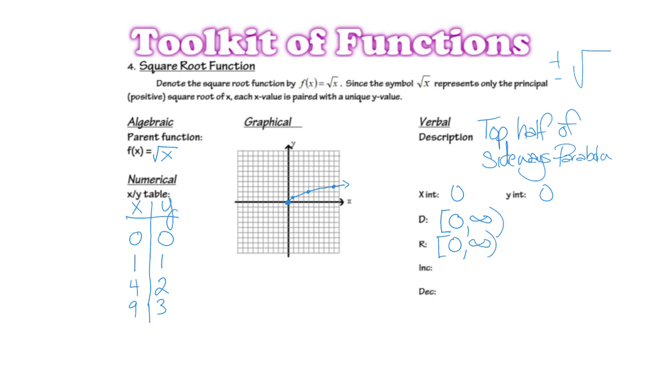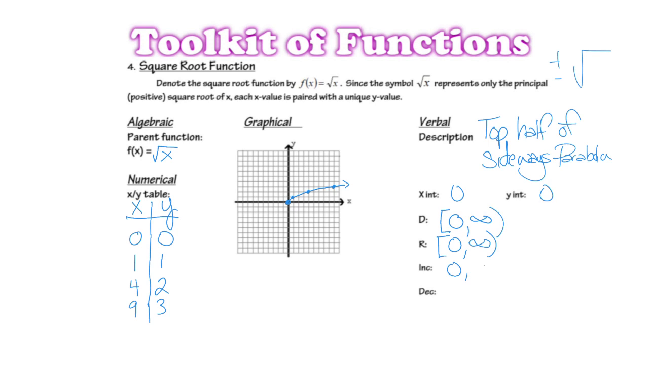All right, so as far as increasing and decreasing, as you read this function left to right, you're looking at whether it's headed up or headed down, and it is headed upward as you read it left to right. When you do increasing and decreasing, you're always listing the x values as it goes from left to right. So it starts at 0 and it continually increases all the way to infinity. So I'm going to write 0 to infinity here.